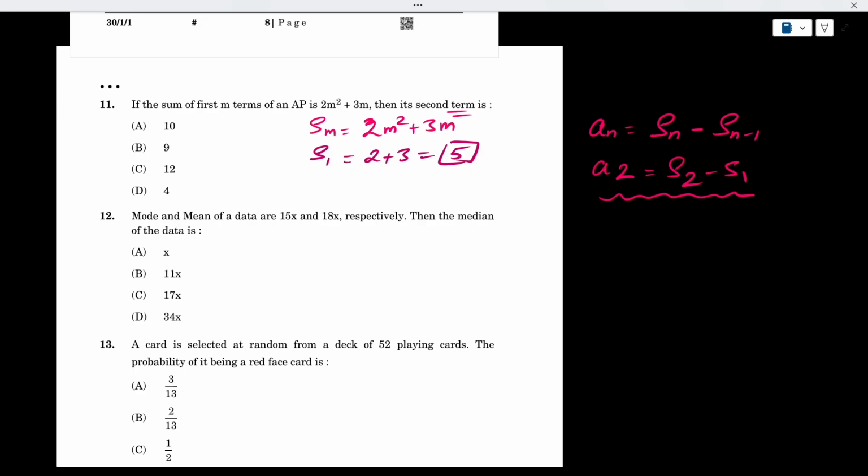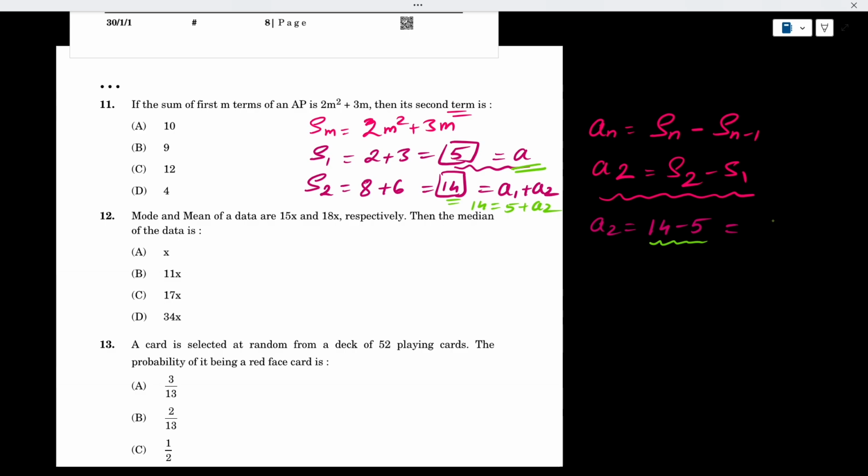Now you know that the sum of the first term is going to be A, the first term itself, right? Then if I take S2, it will be 2 2s are 4, 2 4s are 8, plus 6, which is 14. Now this is nothing but the sum of the first two terms, A1 plus A2. So how are we going to get A2? A2 is going to be 14 minus 5, because if I remove the first term, 14 is equal to 5 plus A2. To get A2, you can do 14 minus 5, which is going to be 9.